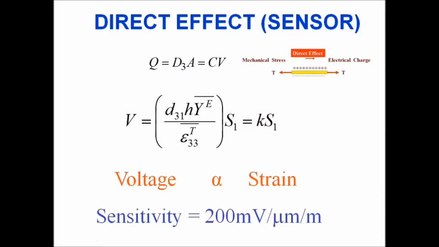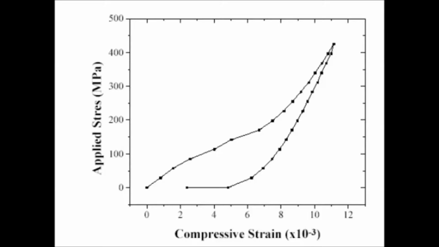The typical sensitivity of the piezo materials is something around 200 millivolts per microstrain. Now piezo materials are very rugged, they can undergo very large strains. Typically they show linearity up to 6,000 microstrains, and they can undergo very large strains even up to something around 10,000 microstrains.